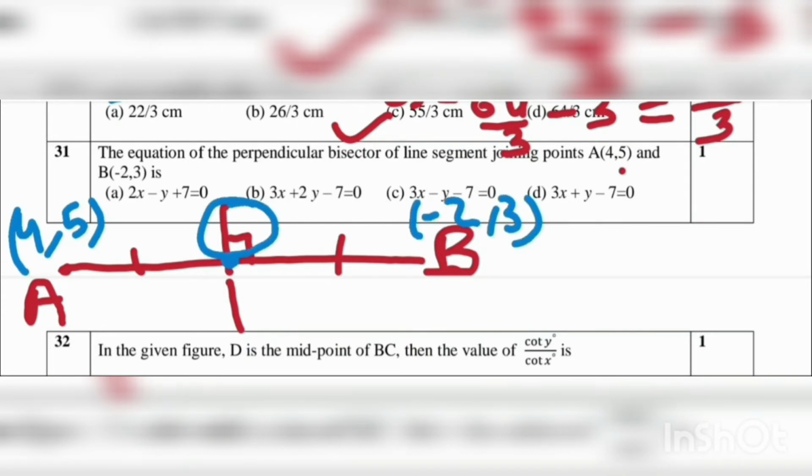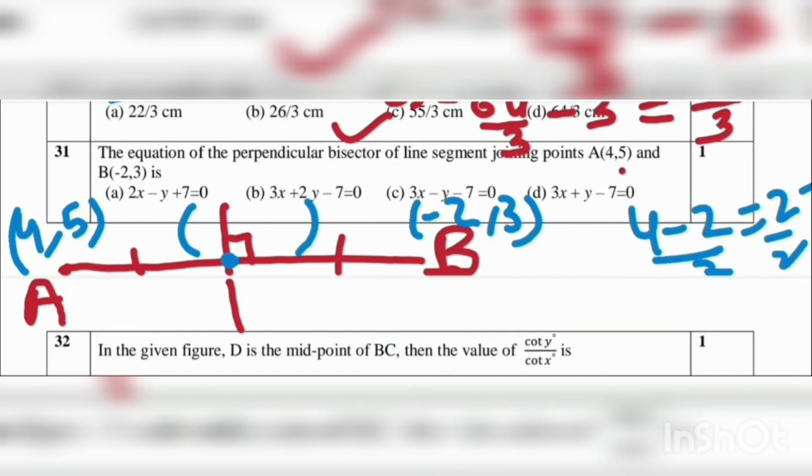We know point A coordinates are 4, 5. Point B coordinates are -2, 3. Let us find the coordinates of the midpoint. We know the midpoint formula, and using that we can find the coordinates of the midpoint. (x1 plus x2) by 2. So it will be (4 minus 2) by 2, that is 2 by 2, that is 1. So the x coordinate will be 1. Similarly, we can find the y coordinate.